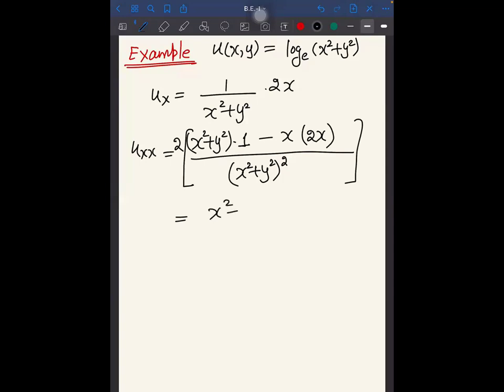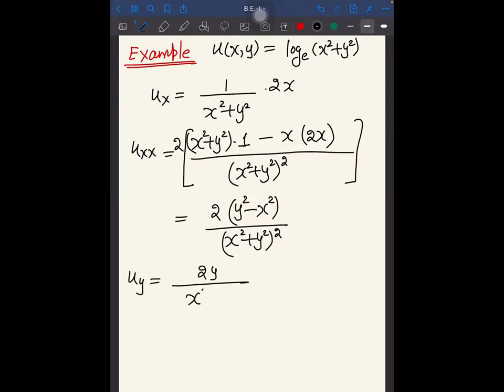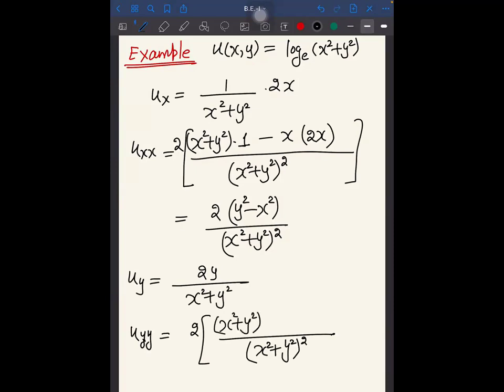So x square, y square minus x square, 2 upon x square plus y square whole square. So that is our uxx. So what is uyy? Let's start with uy, that is 2y upon x square plus y square, and uyy will be, let's say 2 outside, x square plus y square whole square, x square plus y square as such, y will be 1 minus y as such, and that would be 2y, right?